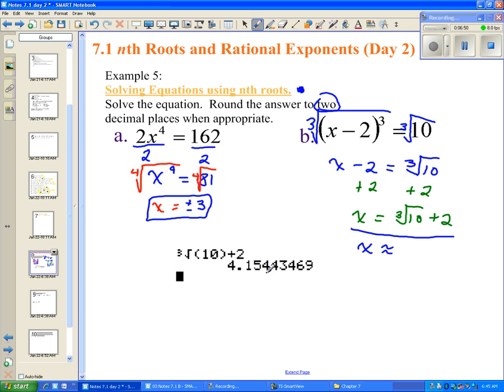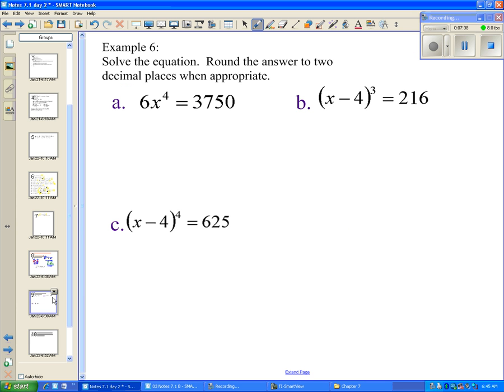So the 4 tells me that the 5 stays the same. So it's 4.15. I use approximate instead of equals because this is an approximate answer, not the exact answer. This answer here in green is my exact answer. Okay, so let's do a few more examples and then we'll be done.